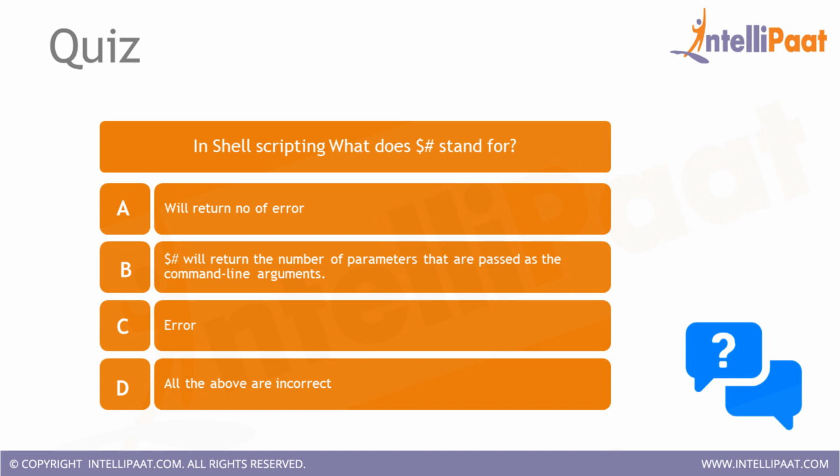So we have a question for you. In shell scripting, what does $# stand for? Option A, it will return the number of errors. Option B, it will return the number of parameters that are passed as command line arguments. Option C, error. And option D, all the above are incorrect. Put down your answers in the comment section to check if you have answered correctly.